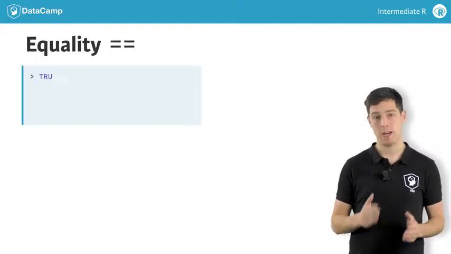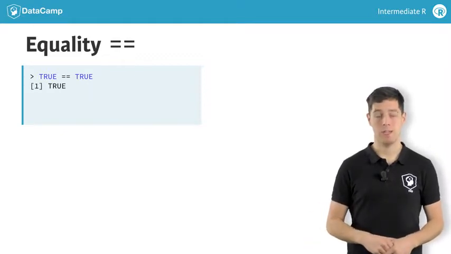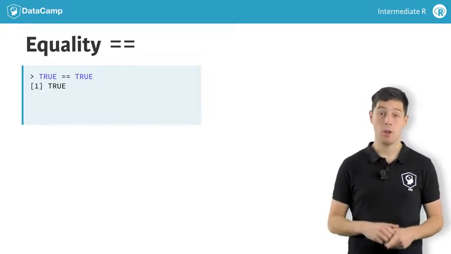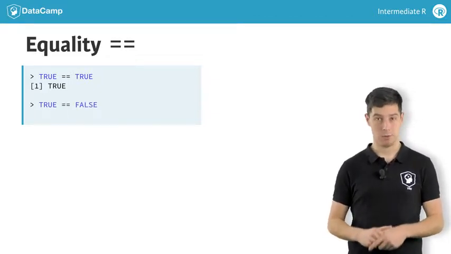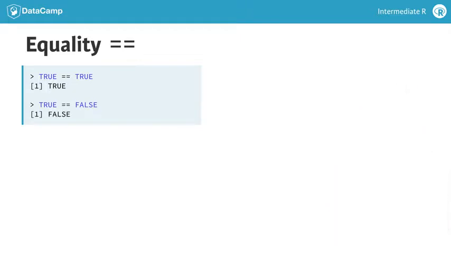We type TRUE equals TRUE, and the result of this query is a logical value. In this case, TRUE, because of course TRUE equals TRUE. On the contrary, TRUE equals FALSE will give us FALSE. Makes sense, right? Apart from logical variables, we can also check the equality of other types. We can also compare strings and numbers.